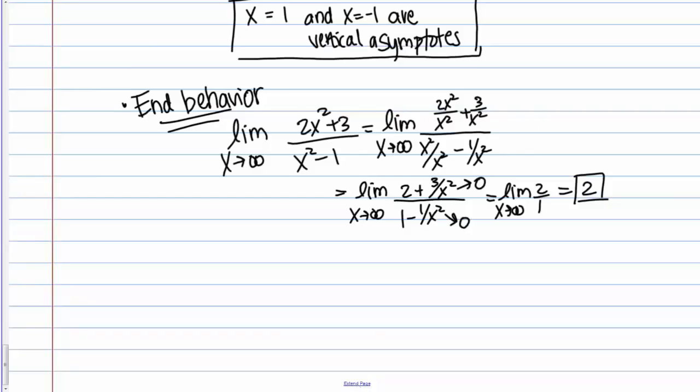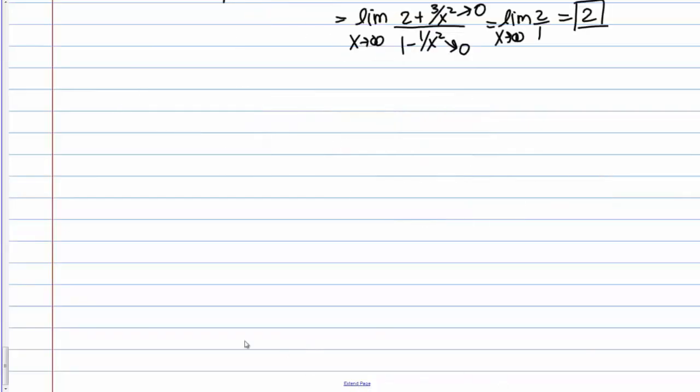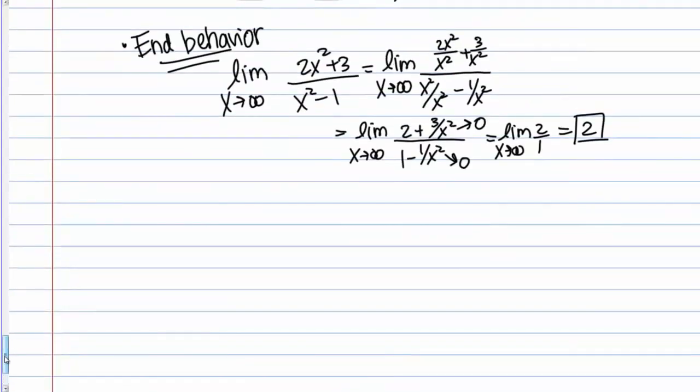So I just figured out that the limit as x goes to infinity of this function is 2. That tells me I have a horizontal asymptote, right? If the function approaches a line at infinity or negative infinity, we call that a horizontal asymptote. Let's quickly look at negative infinity as well, just to make sure it's the same. Maybe it's different. Sometimes it's different.